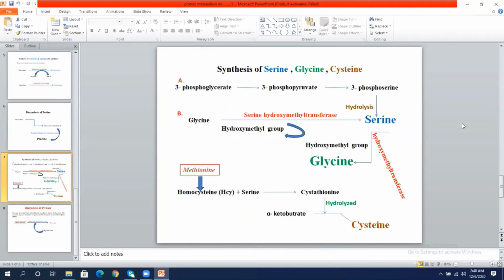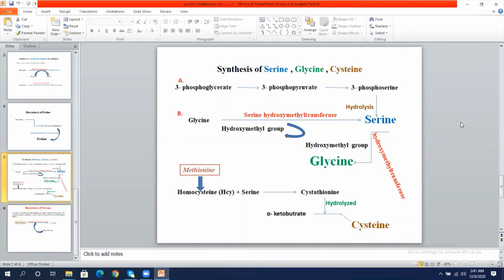On the other hand, glycine, in the presence of serine hydroxymethyl transferase, by adding a hydroxymethyl group forms serine. This is the other reaction for the formation of serine. And serine, in the presence of hydroxymethyl transferase, by removing the hydroxymethyl group forms glycine. And in this way, serine and glycine are formed.